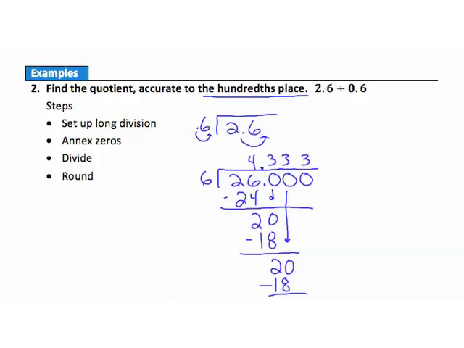Now I need this 3 in the thousandths place because that 3 is going to tell me how to round to the hundredths place. If I didn't have a digit there, I would not know how to round to the hundredths place. But since I've divided out to the thousandths place, I can now round this number. So when I round the quotient of this division problem, I'm going to get 4.33, and that is our answer, rounded accurate to the hundredths place.